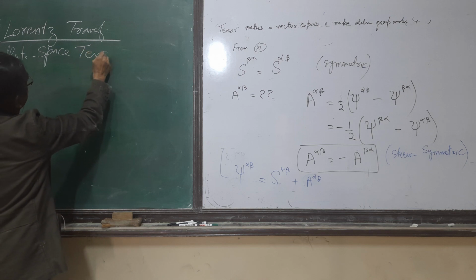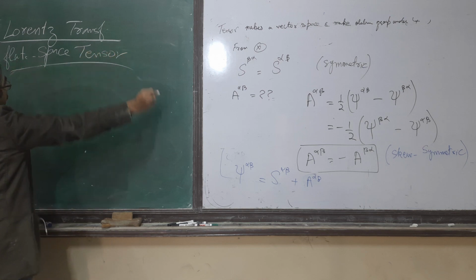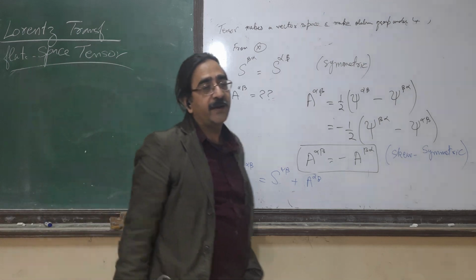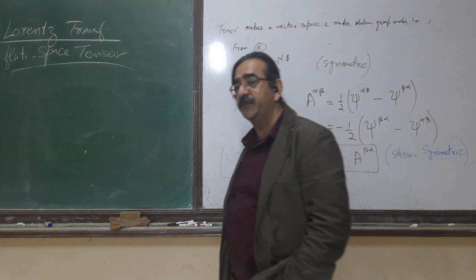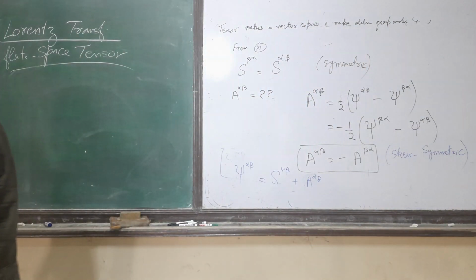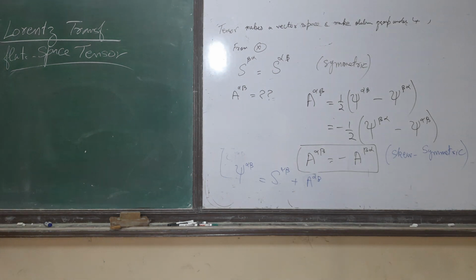Lorentz transformations are flat space tensors. Flat space means without gravity. If you are not involving gravity, then what will happen? Okay.